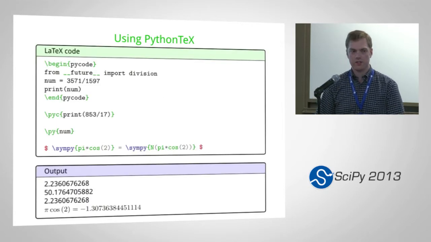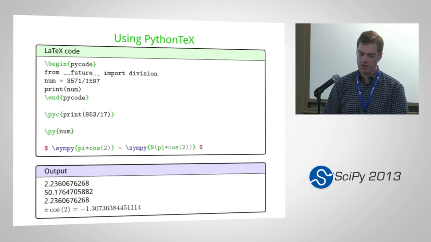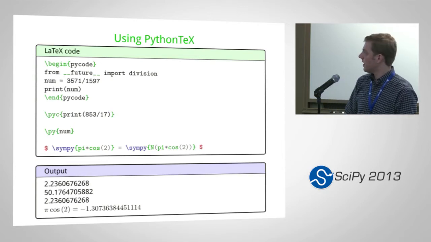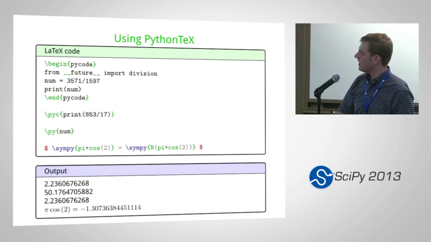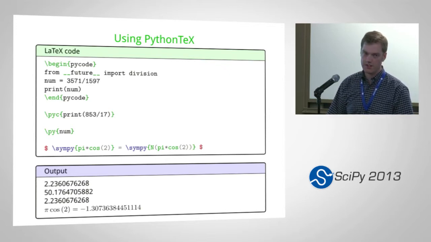Before I really get into the main part of the talk, just a very quick example of what using PythonTeX in a document looks like. So at the top there, I have an example of some LaTeX code. Down at the bottom is the output. And in the first environment there, the pycode, everything in that gets executed. I have an import from __future__.